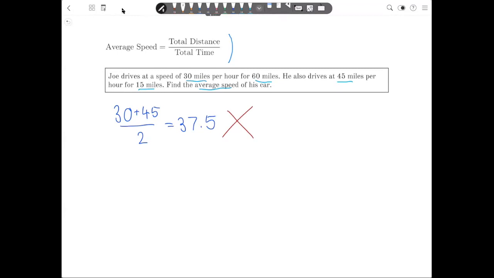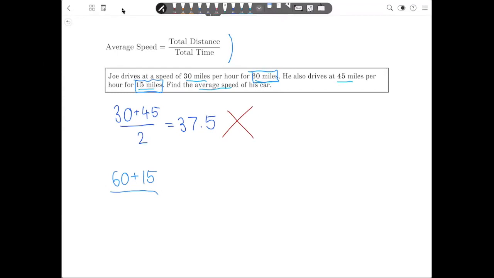We use the formula, total distance divided by total time. So what is the total distance? Well, he drives for 60 miles in the first part. Then he drives for 15 more miles. Okay, now what is the total time? So how much time does it take to go this first portion?